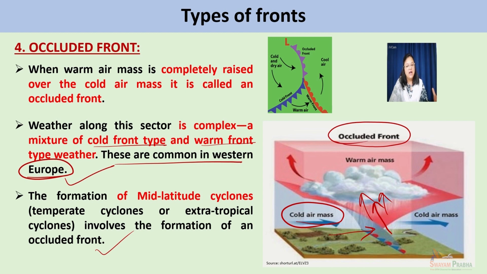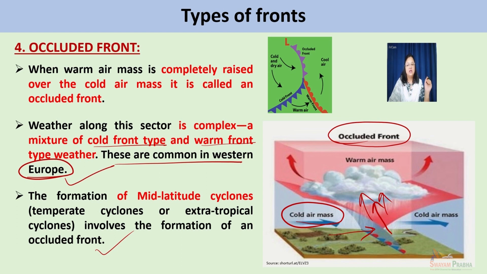So it is a kind of front which is associated with aggressive cold air mass frontal movement invading into the zone of warm air mass, completely tossing the warm air mass, leading to the formation of occluded front. And these types of front are most favorable when there is a formation of temperate cyclone in these zones. So we'll be studying in depth about the occluded front and how they are formed in detail when we do the temperate cyclones.